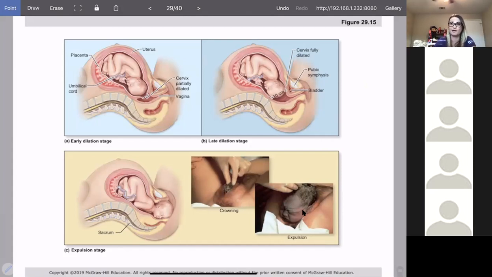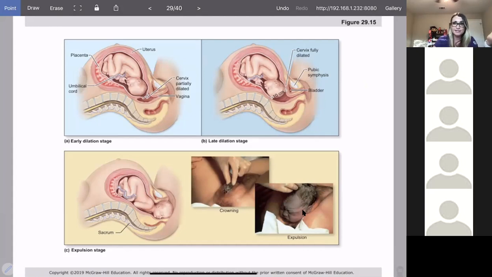I know with my first one, it took about 2 hours of pushing. That was a very, very long time. But with my second one, she was out on the third push. So that definitely did not last 30 minutes. I was already fully dilated by then. So it's very different from pregnancy to pregnancy.